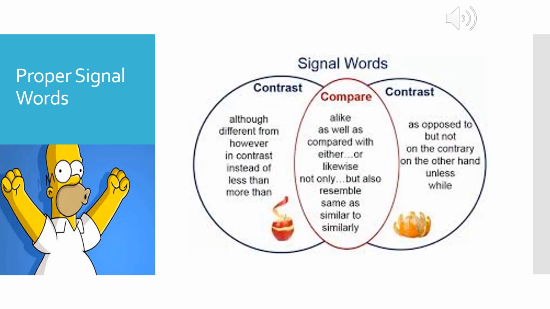Whenever you're comparing or contrasting something, you have to use proper signal words. In the Venn diagram in front of you, I have listed a few signal words to show contrast and compare. Take a minute to read them. Please pause the video until you are done.